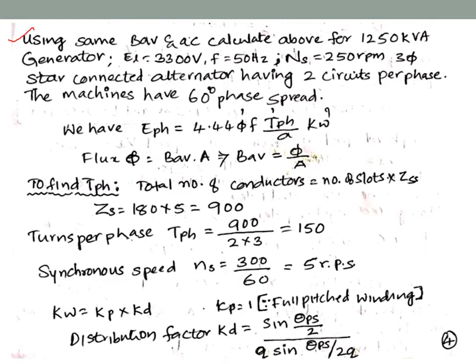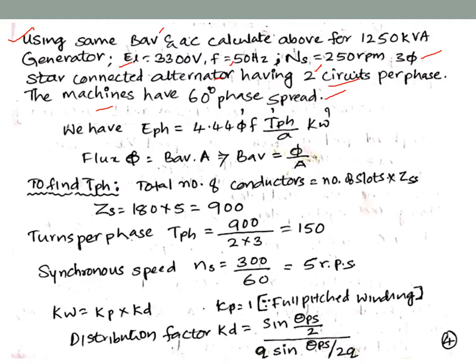So after finding out B average and AC above, for the 1250 kVA generator, find this data he has given. Use that data, B average and AC, for this generator. NS 250 RPM, 3-phase star connected alternator having 2 circuits per phase. The machines have 60-degree phase spread.